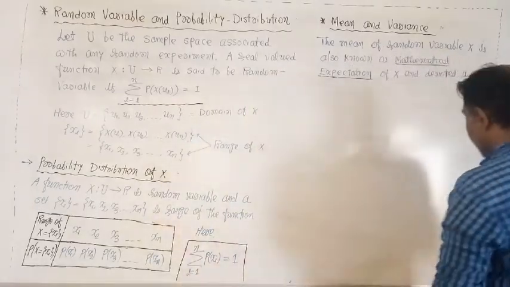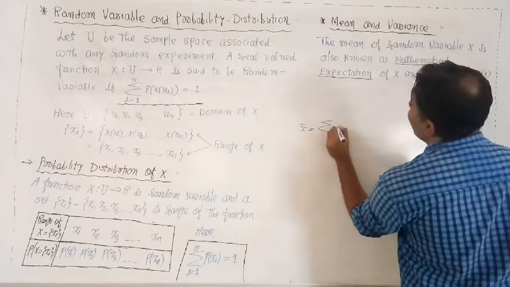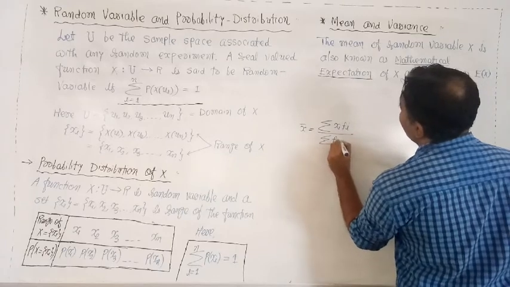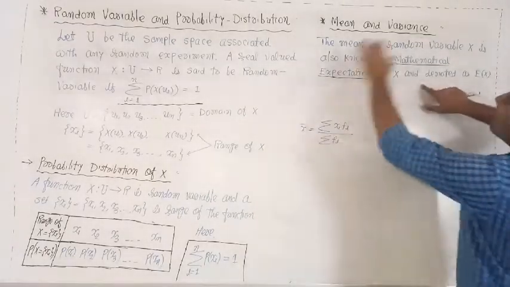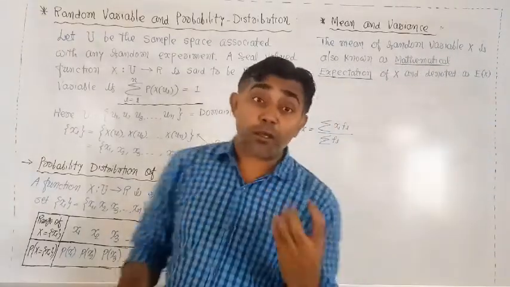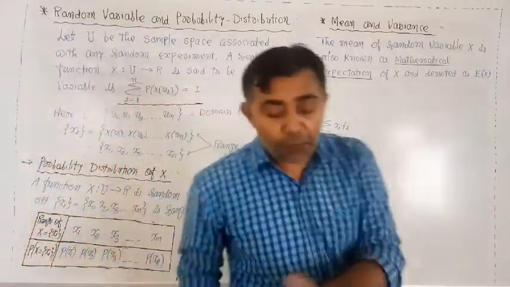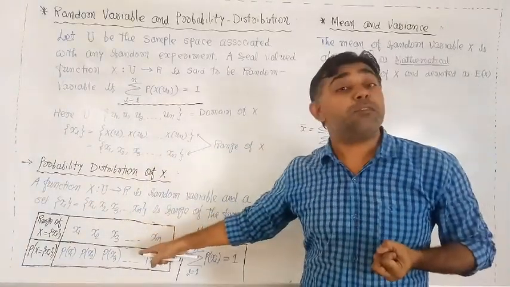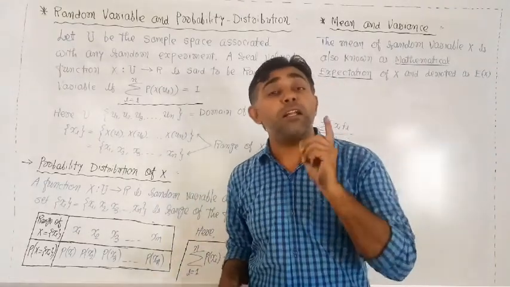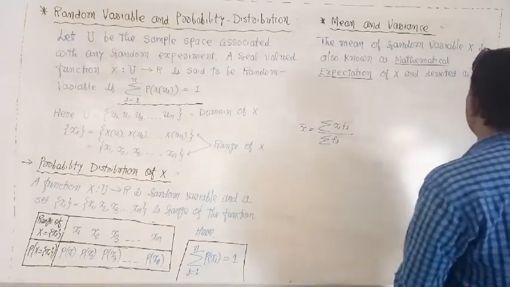I hope you all know that if the frequencies relevant to the observations are given, then x bar is sigma xi fi upon n, that is, sigma fi. But here this mean is also known as mathematical expectation. It means what we obtain from this table, or what we gain from this probability distribution. That result from the table is also known as the mathematical expectation. So mathematical expectation is mean, and this mean is known as E(X).